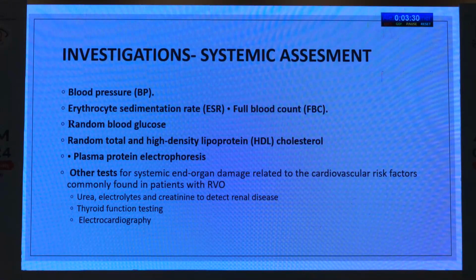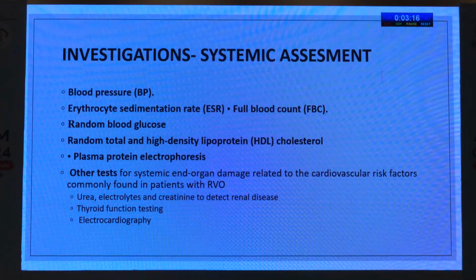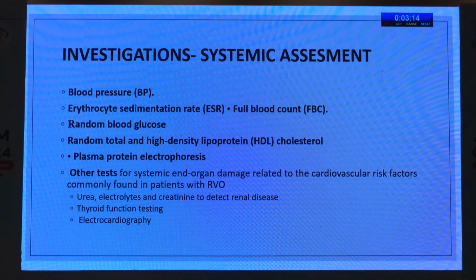The systemic investigations which we have to look for are blood pressure, which is mostly elevated in such patients, ESR, and RBS, which may or may not be increased. We have to do a lipid profile also, and the other end organ related tests such as urea, creatinine, and thyroid function tests.